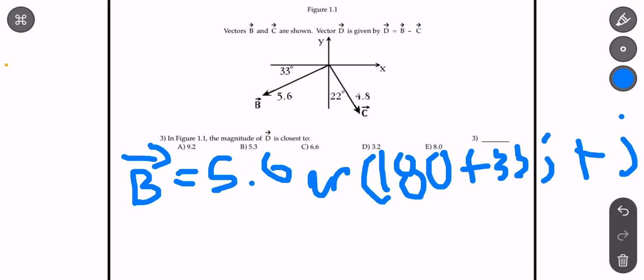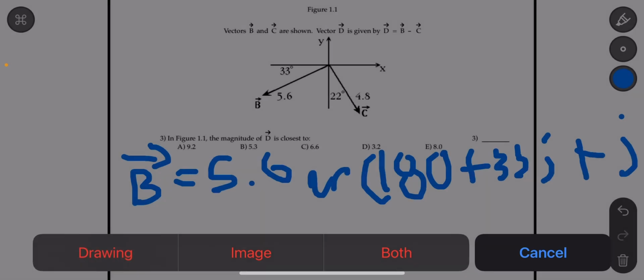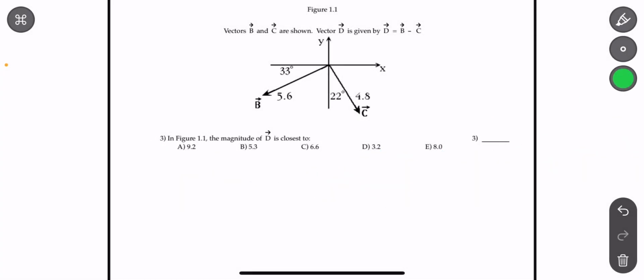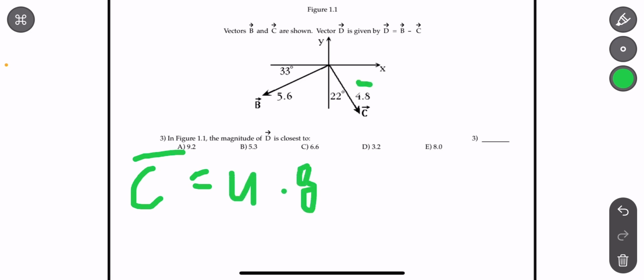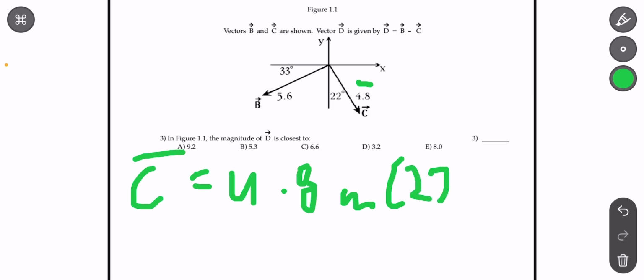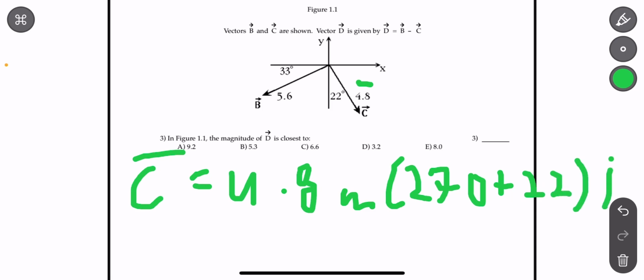Now, we do the same for C. And C will be here. C will be 4.8, right? Because this is the length. Then it's theta 180. No, I'm sorry, not 180. It's 270 plus the 222. And this is for I, and the same thing for J.